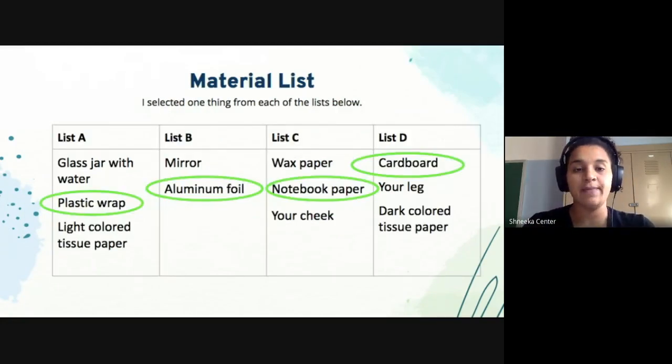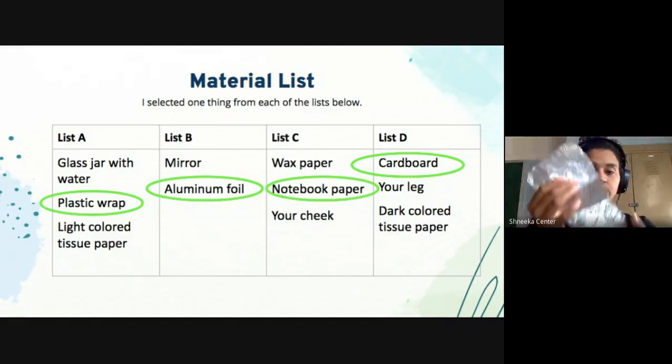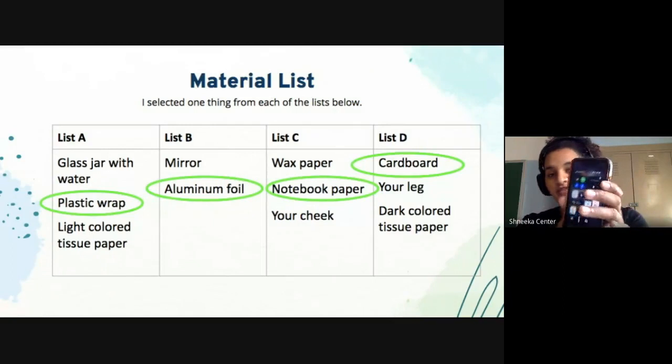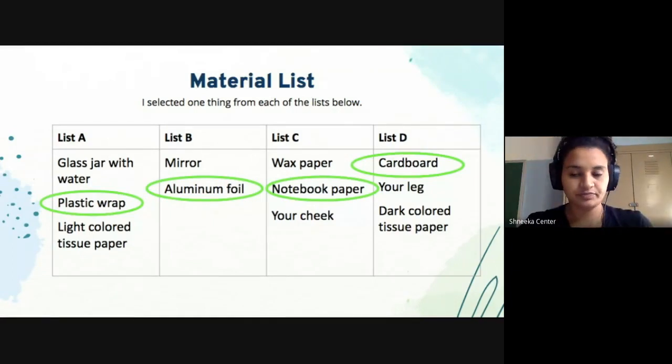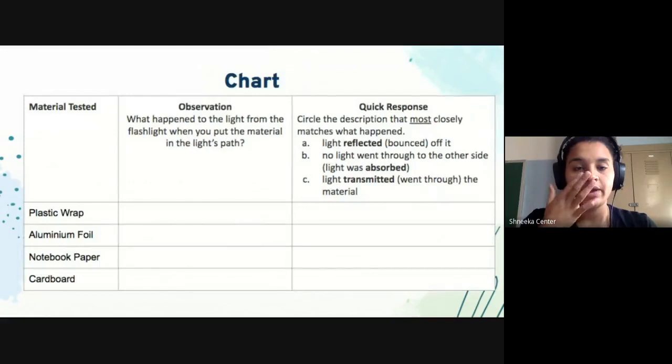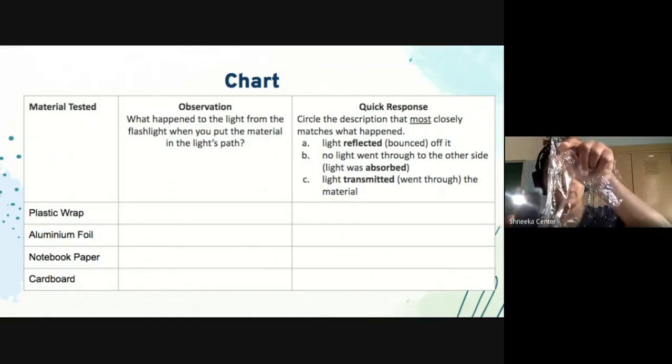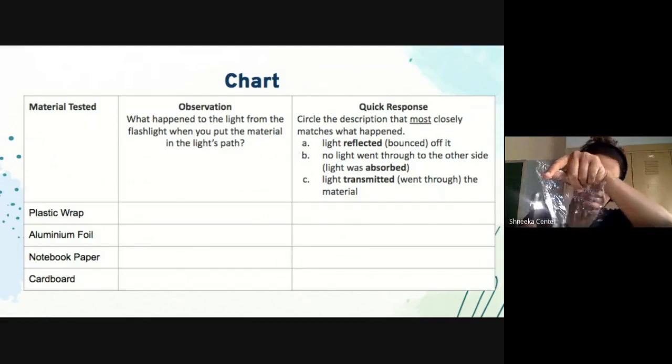So the 4 materials that I picked are plastic wrap, aluminum foil, notebook paper, and cardboard. I'm going to be using the light on my phone because I don't have a flashlight. So let's start testing our materials. So the first material I'm going to test is the plastic wrap. So what happens as I shine my flashlight through the plastic wrap?